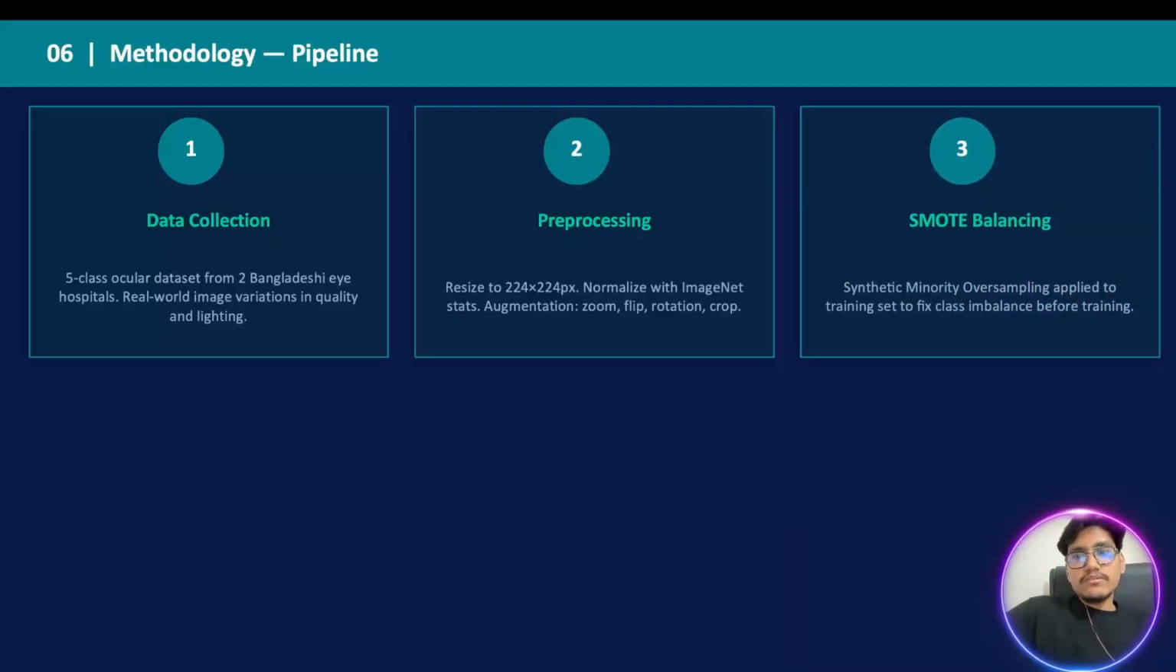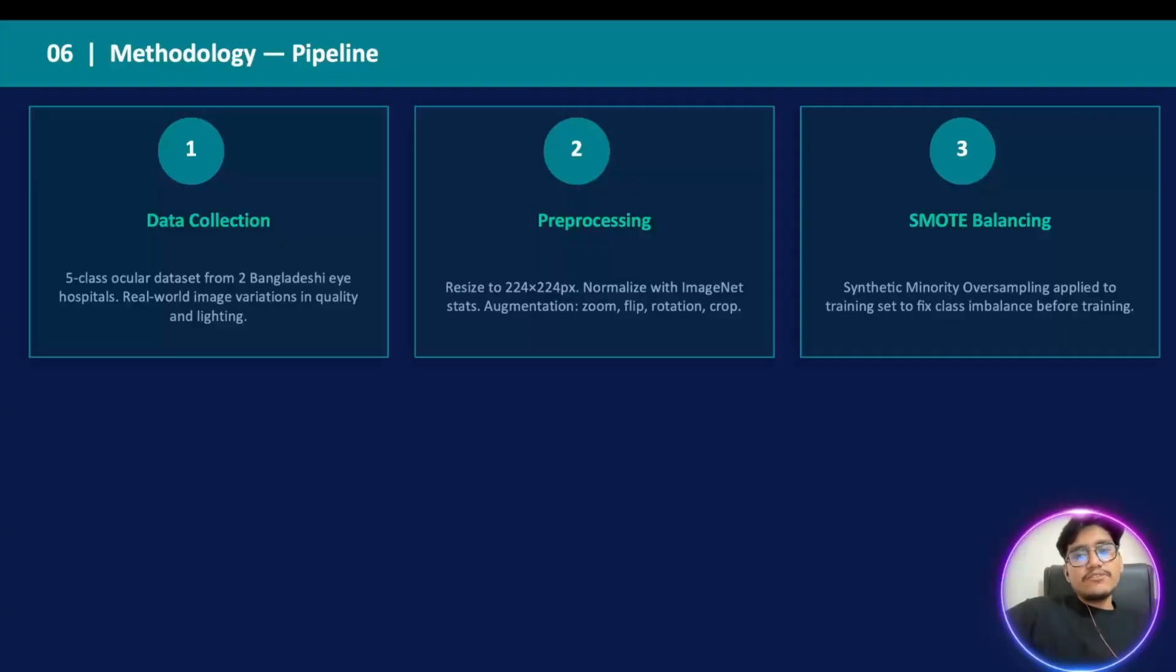And then we have SMOTE balancing. After preprocessing, the researchers found that the dataset had class imbalance. Some disease categories have more images than the others. To fix this, they used SMOTE, whose full meaning is Synthetic Minority Oversampling Technique, which generates new synthetic training samples for the underrepresented classes by interpolating between existing samples. This ensures the model does not become biased towards the majority class during training.